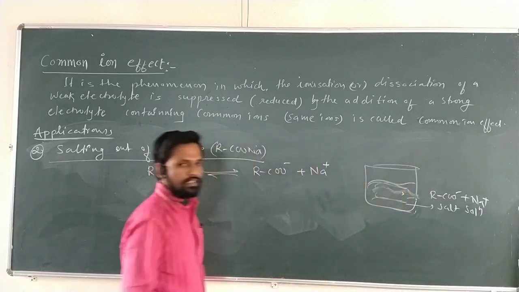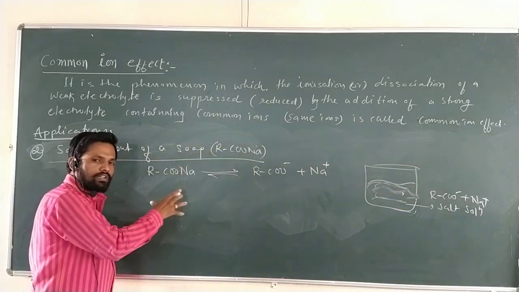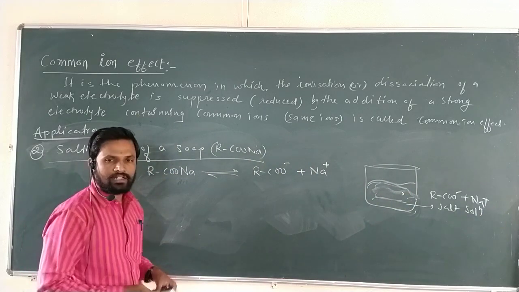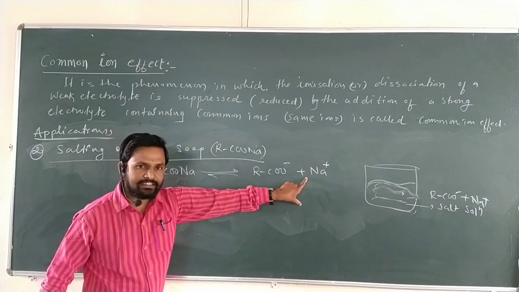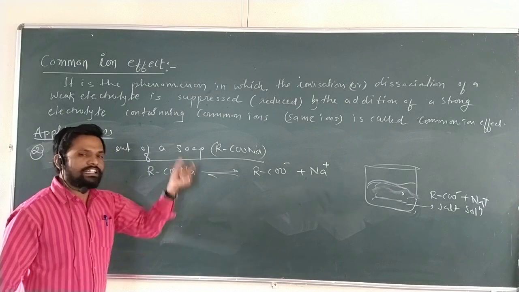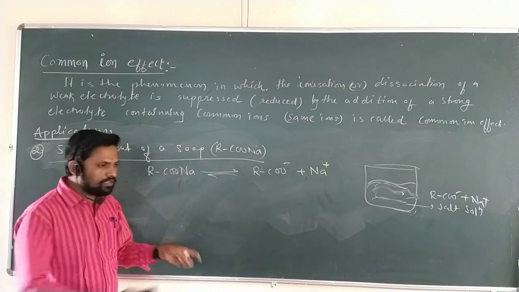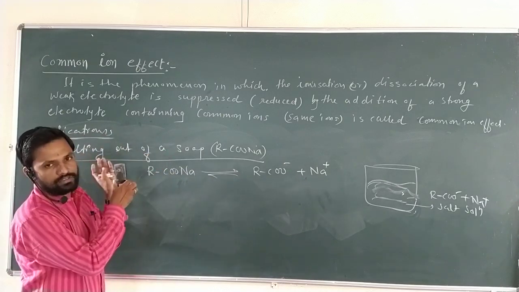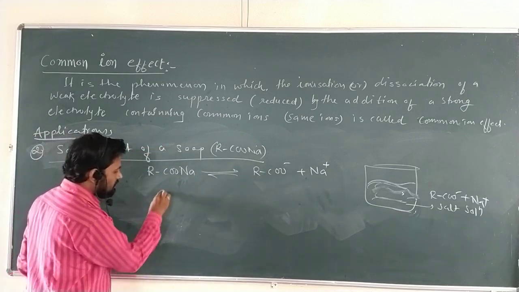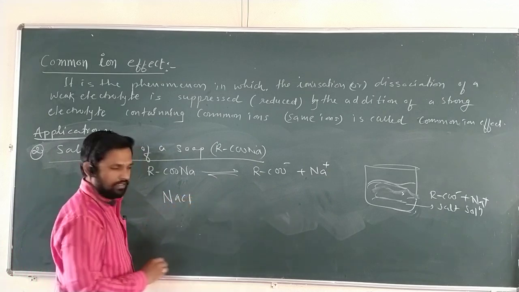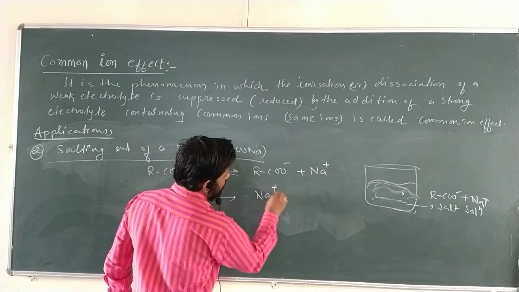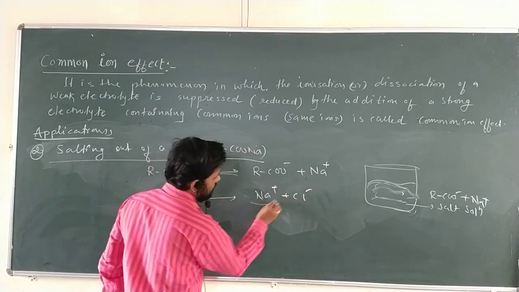So what we have to do? We have to add a strong electrolyte containing the common ions. With the common ions, what will happen? One of the ion concentrations increases, which means the ionization of RCOONa is decreased, suppressed. Due to the suppression, it can be easily precipitated out. What do we add? We add NaCl, a strong electrolyte, into the same solution. It forms Na plus and Cl minus. Now see, these are the common ions.